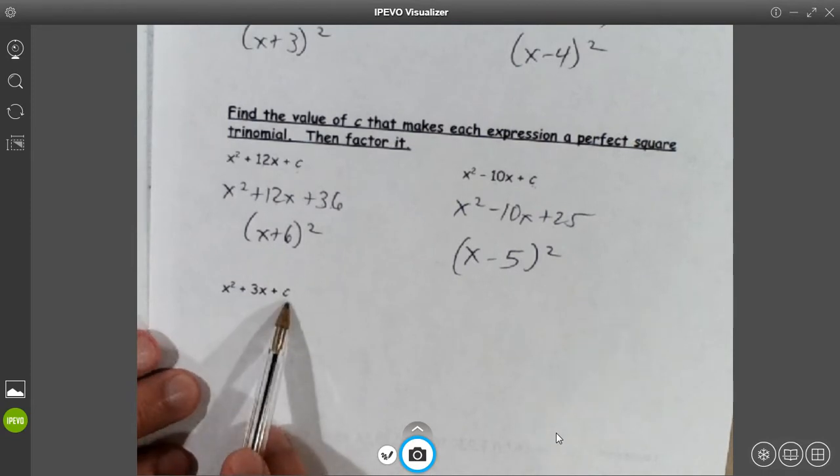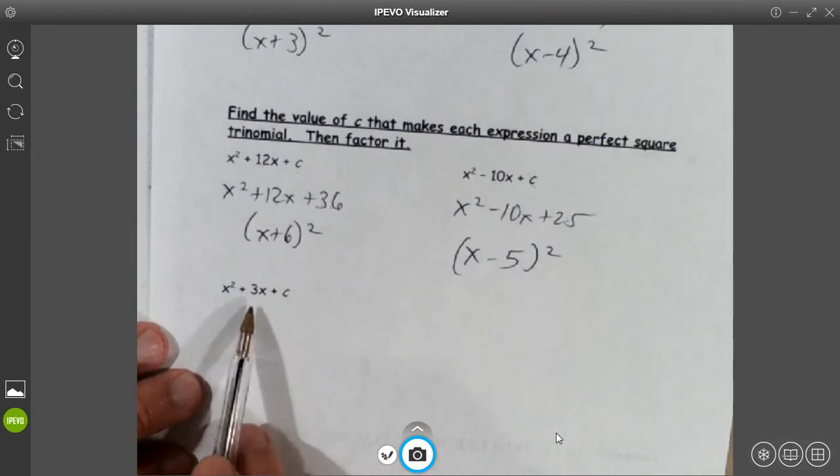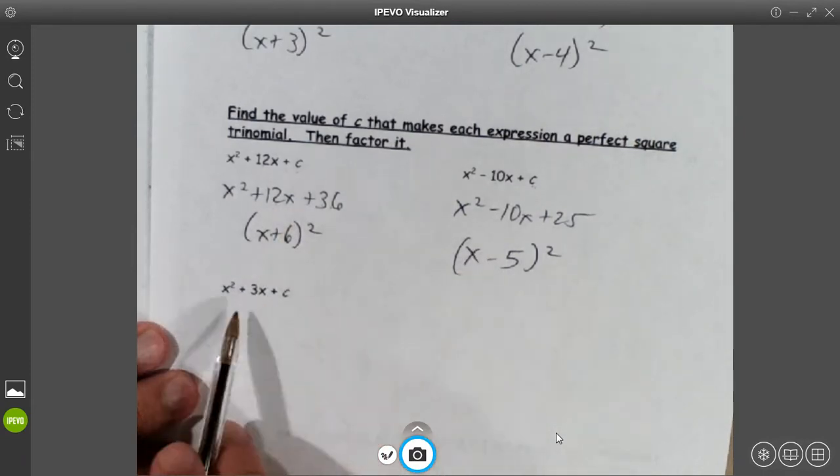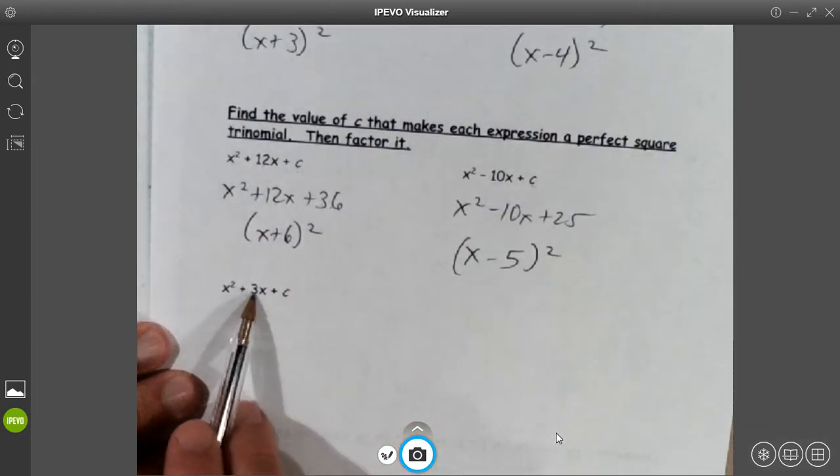And then we see here, we can even do it even if the numbers aren't pretty. So what would I need to put in here for c in order to make this a perfect square? Well, just like I did on these top two examples, I take half of 3. Half of 3 is 1.5, and 1.5 squared.